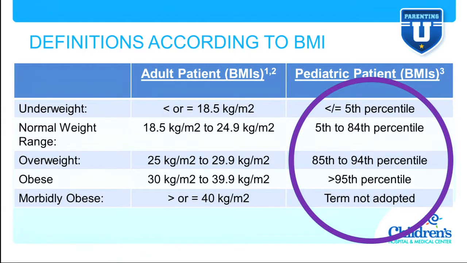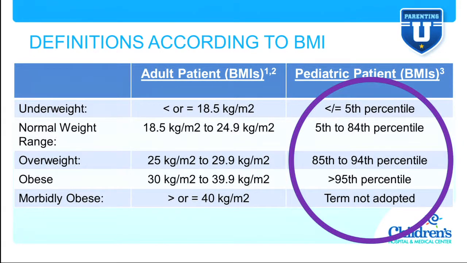We can't give specific numbers to children because we have to factor in their growth. So a child's BMI, we still use the height and weight to calculate their BMI, but we do it on a percentile. So that's why all of this is percentile as far as the definitions. And these definitions are from the American Academy of Pediatrics, so they're standardized. They're not something that we made up here at Children's. These are nationwide standards. An underweight child is anybody that's less than the 5th percentile, and that would be probably considered a failure to thrive child.